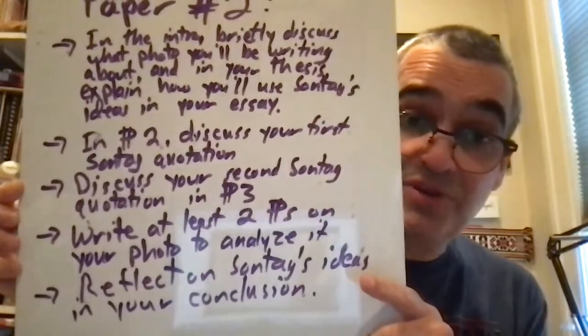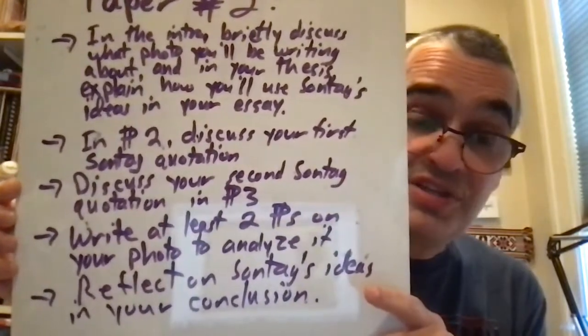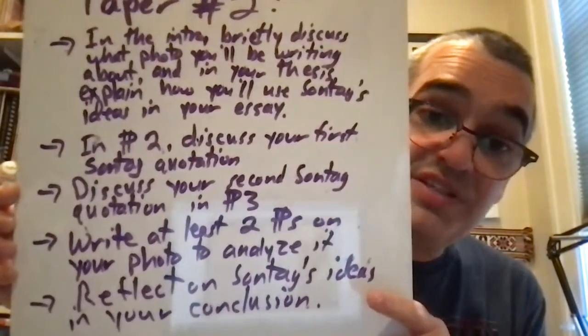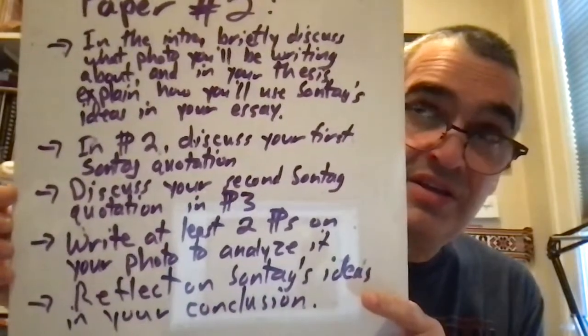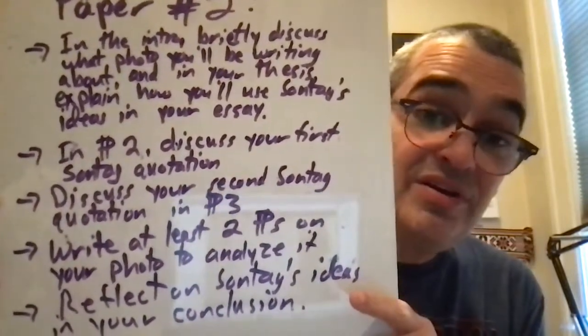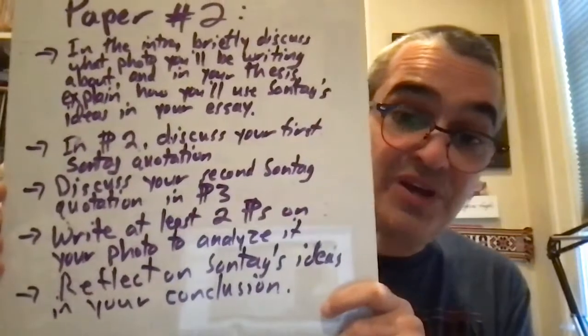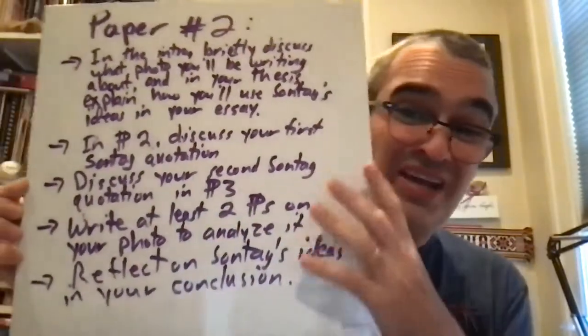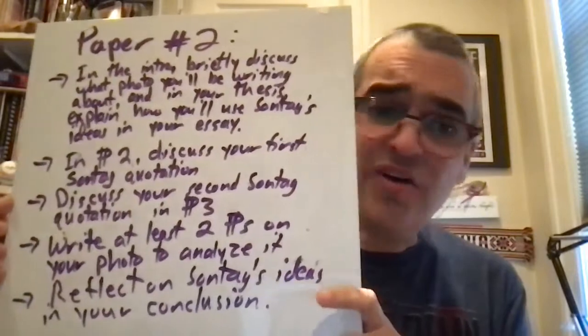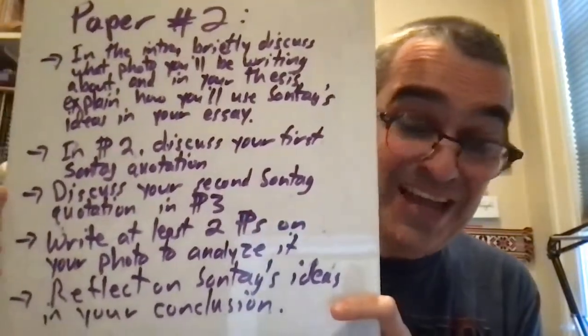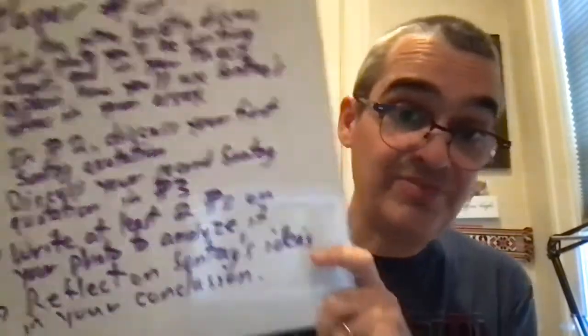If you do topic number 3 and it's a news photo, why did you choose it? As I said, what was in it that made you interested in writing about it and in understanding Sontag's ideas about news photography? And then your last paragraph, as always, is kind of a reflection. It should tie together all the loose ends of the paper and offer any final thoughts that you have on Sontag in that last paragraph. All right, so again, that's a summary of how to structure this paper.